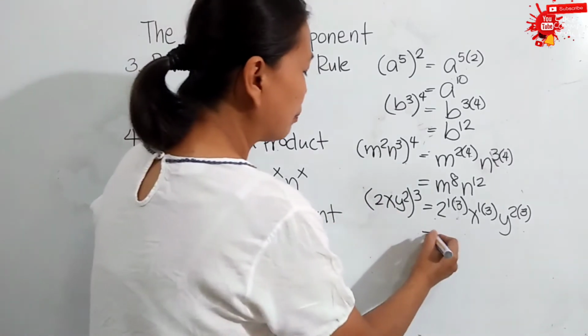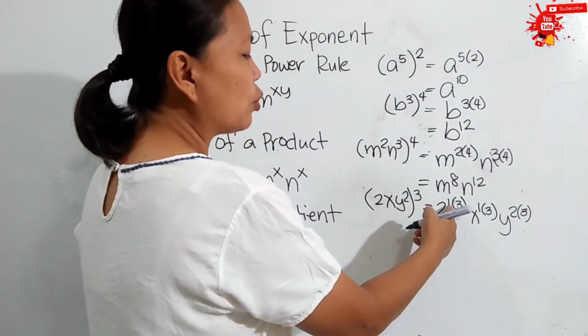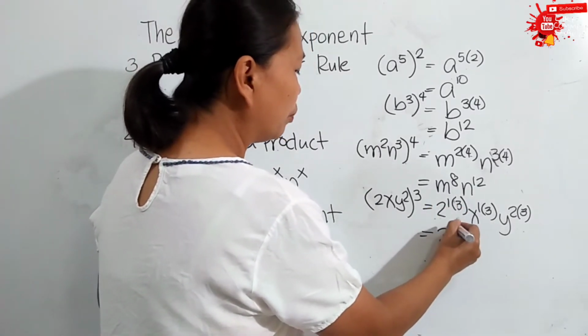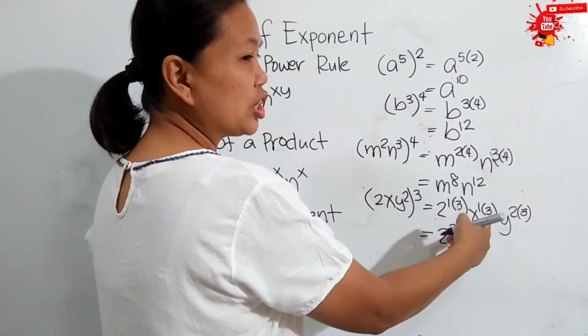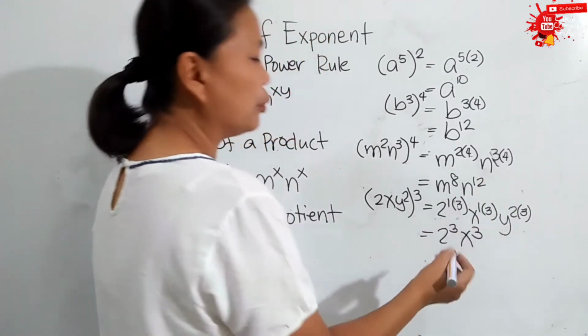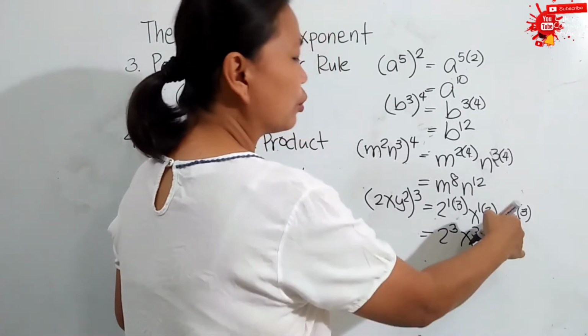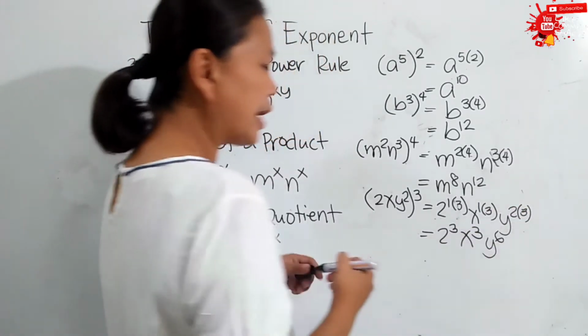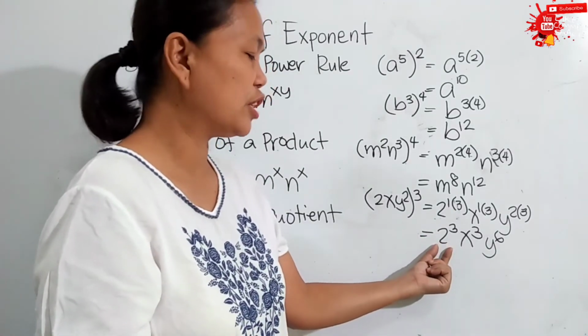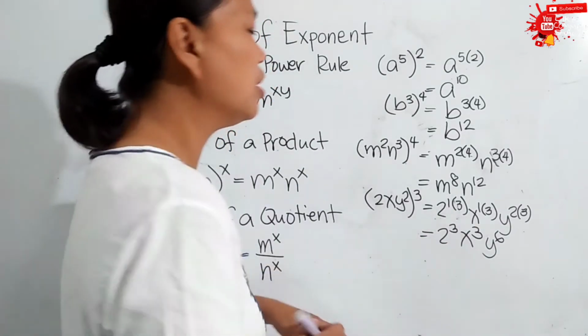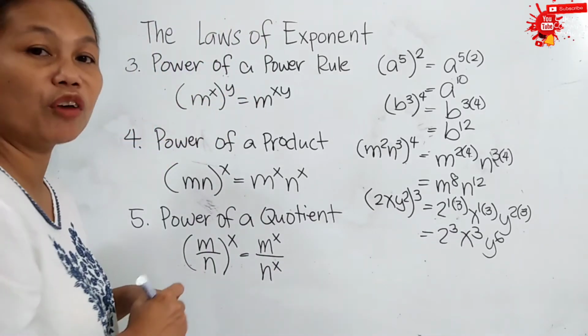So let us multiply. So we have here 2 raised to 1 times 3, which is 2 cubed. X raised to 1 times 3, which is 3. So we have here x cubed. And then y raised to 2 times 3, which is 6. But we can simplify the numerical coefficient here. So we have here 2 cubed. So what is the simplified form of 2 cubed?